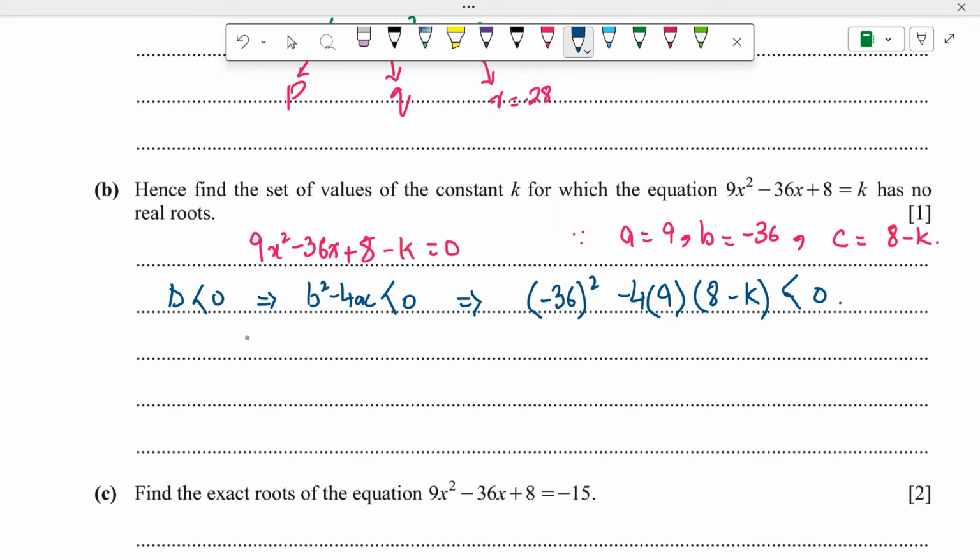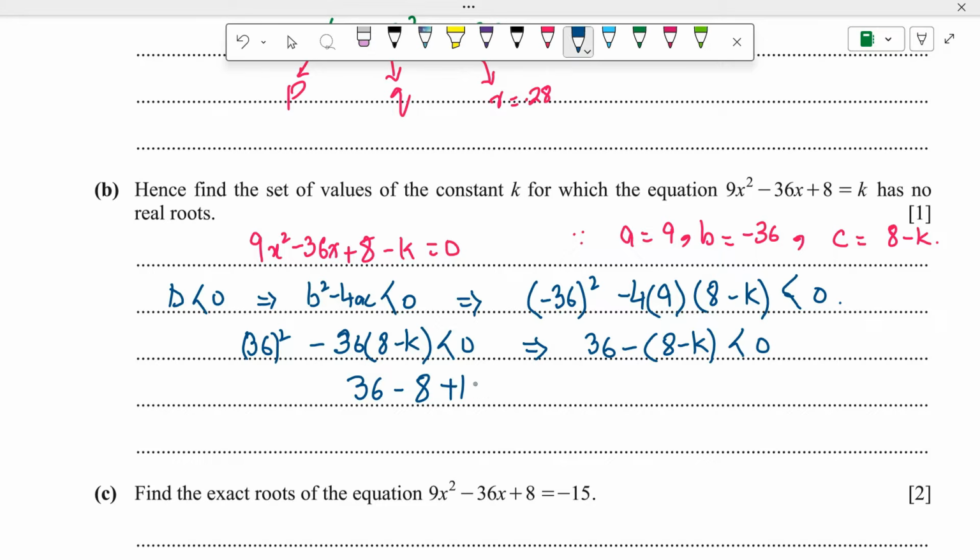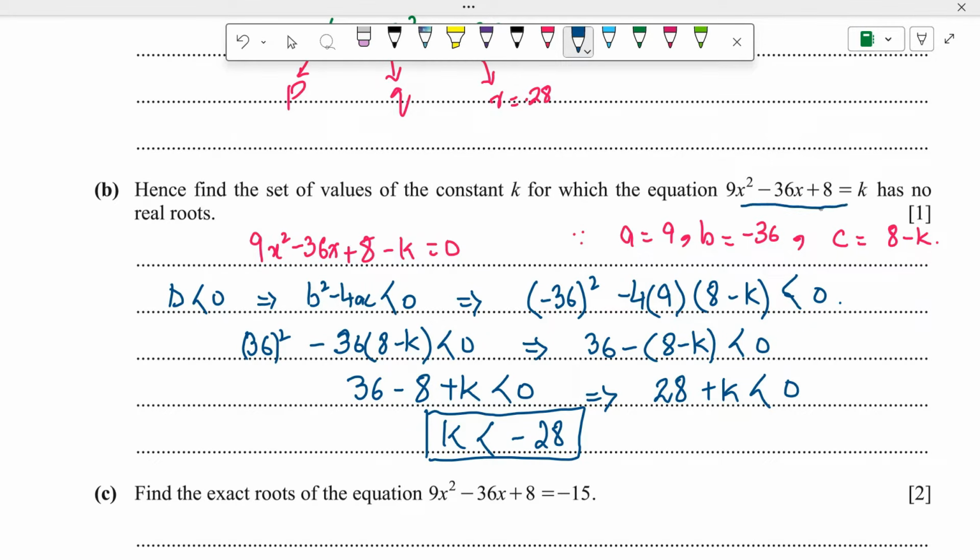(−36)² can be written as 36² − 36 times (8 − k) less than 0. Taking 36 common, we will have 36 − (8 − k) less than 0. Further solving, we will have 36 − 8 + k less than 0, so 28 + k less than 0, and k should be less than −28. If k is less than −28, then this equation will have complex roots.